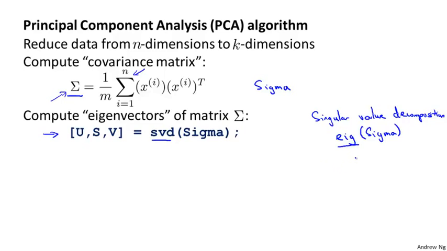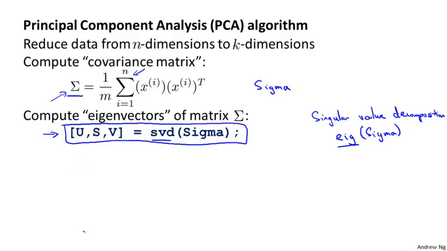That's because the covariance matrix always satisfies a mathematical property called symmetric positive semi-definite. You really don't need to know what that means, but the SVD and the eig functions are different functions, but when they're applied to a covariance matrix, which can be proved to always satisfy this property, they'll always give you the same thing. Okay, that was probably much more linear algebra than you needed to know. In case none of that made sense, don't worry about it. All you need to know is that this is a command you should implement in Octave.